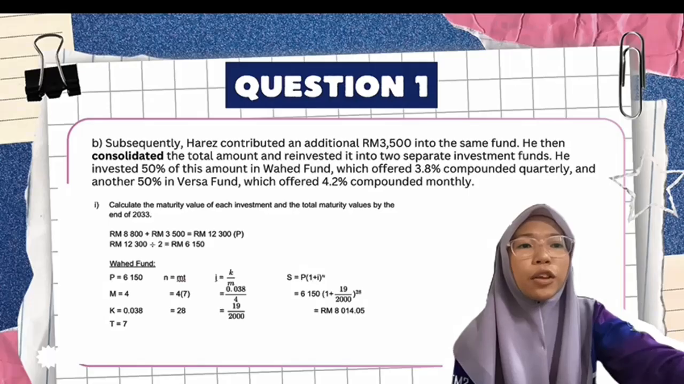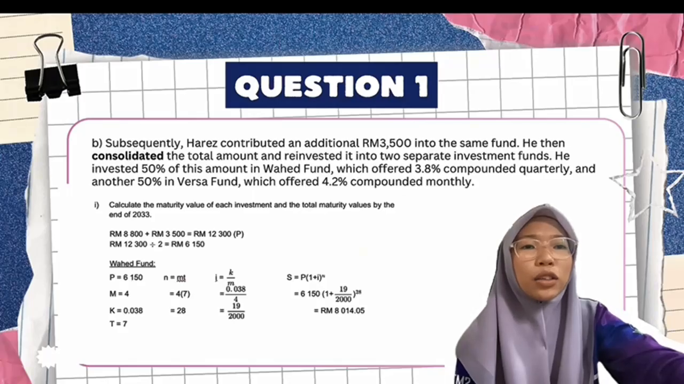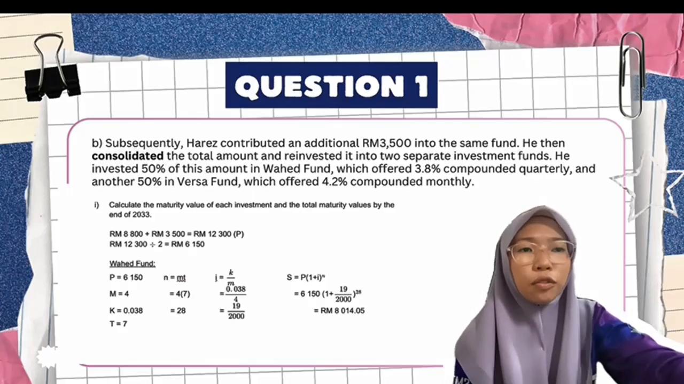We substitute the values for the Wahid fund, which is S equals 6,150 times 1 plus 19 over 2,000 raised to the power of 28.